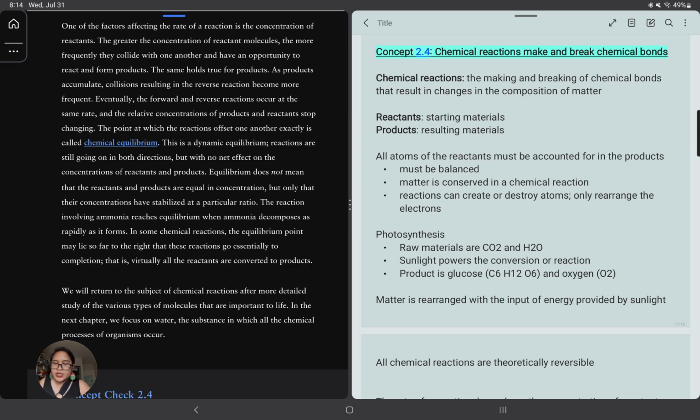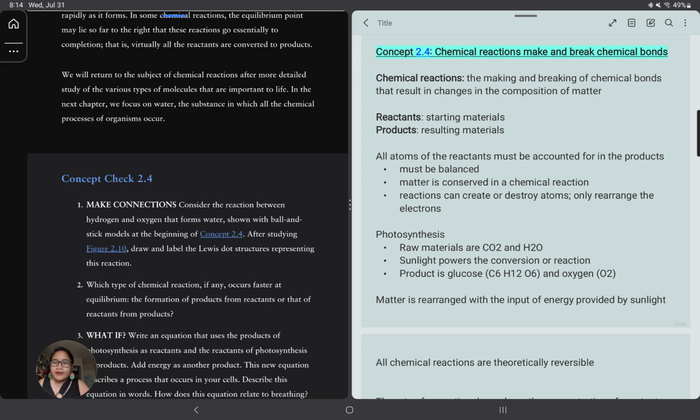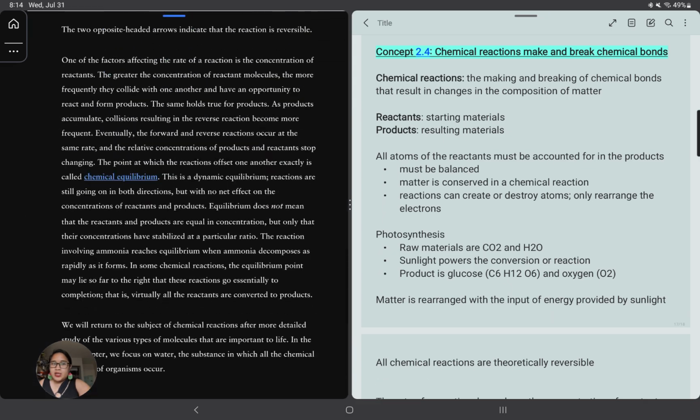In some chemical reactions, the equilibrium point may lie so far to the right that these reactions go essentially to completion. That is, virtually all the reactants are converted to products. We will return to the subject of chemical reactions after more detailed study of the various types of molecules that are important to life. In the next chapter, we focus on water, the substance in which all the chemical processes of organisms occur.